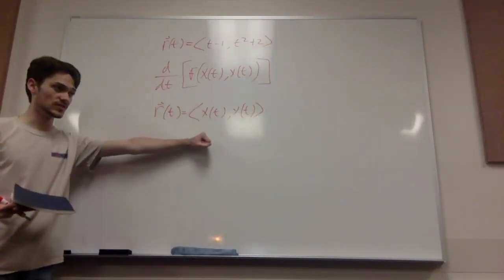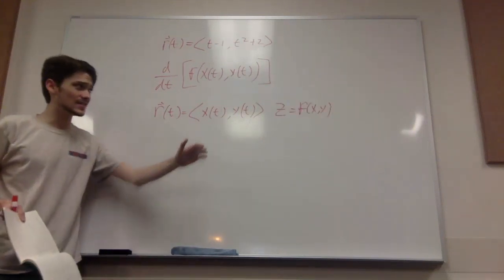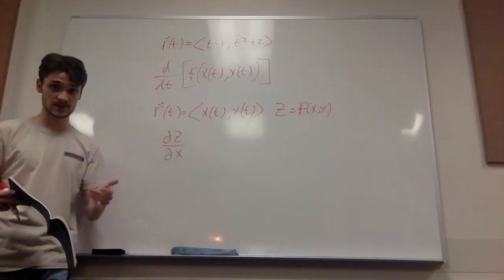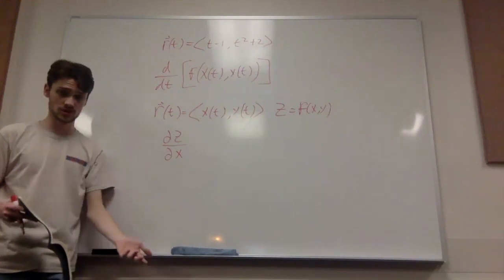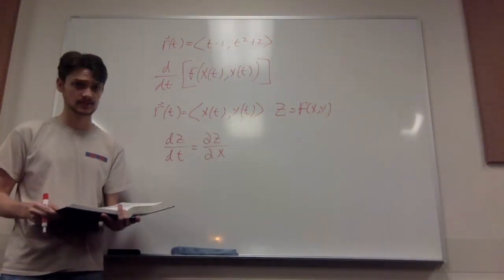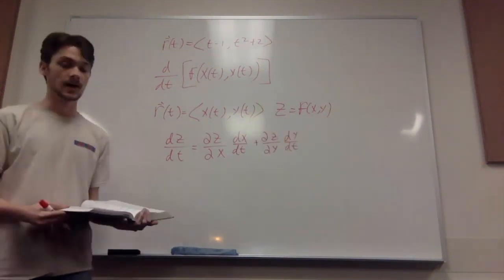We know that r of t is going to give us some x of t comma y of t, and if we set z equal to f of x comma y, we can write the derivative in Jacobian notation, which is the following: the partial derivative of z with respect to x times dx dt plus the partial derivative of z with respect to y times dy dt.